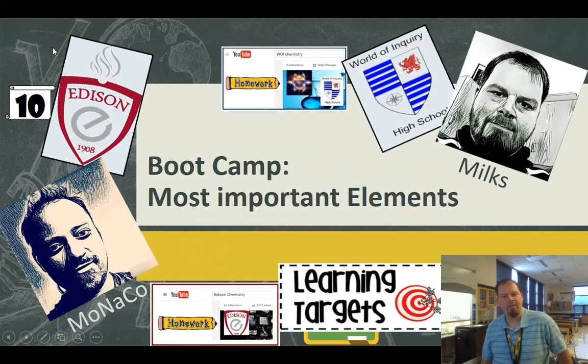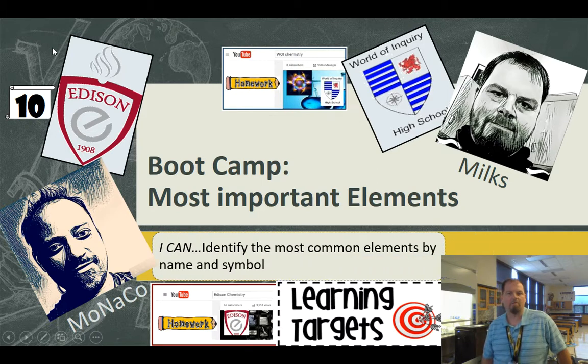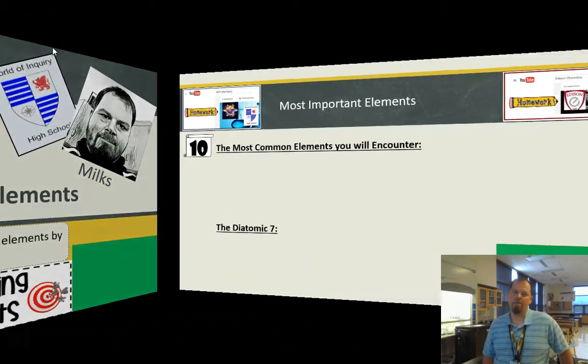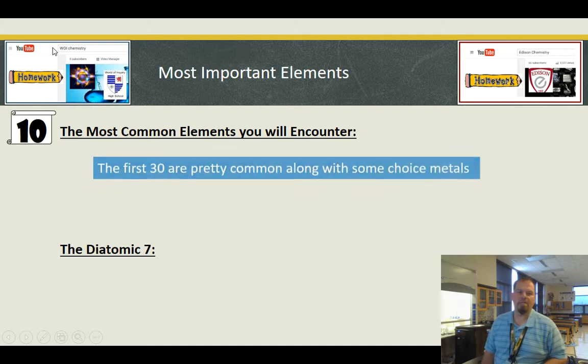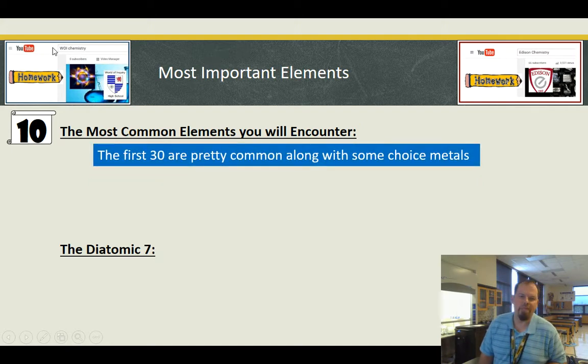Video number 10. Today, we will take on the most important elements and be able to recognize them by their name and their symbol. Good? And let's get right to it. So, basically, the most common elements that we use on the periodic table are within the first 30 elements. Some of the ones that get farther down are ones, honestly, I've never seen before, don't have very much experience with. The first 30 are the most prominent ones, and then there's a few other metals that we'll find that are outside of the 30 that are very, very common, like iron.